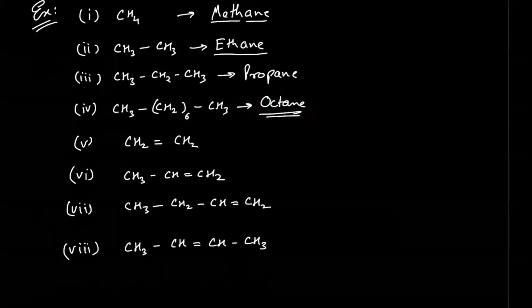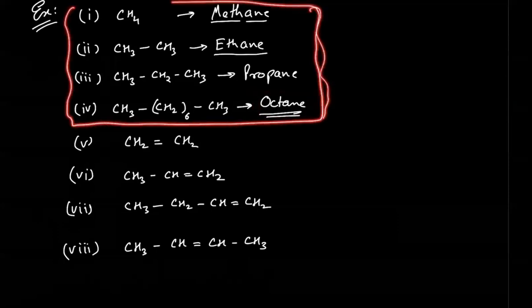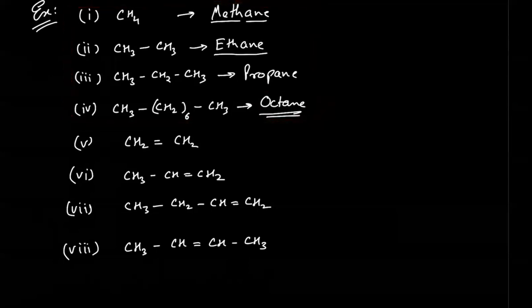Let's move ahead. These are all examples containing single bonds. These are known as saturated hydrocarbons or alkanes. This category is known as alk for the word root, and ane for the suffix because of single bonded carbon atoms. Now let's move on to the next category where you have double bonds.